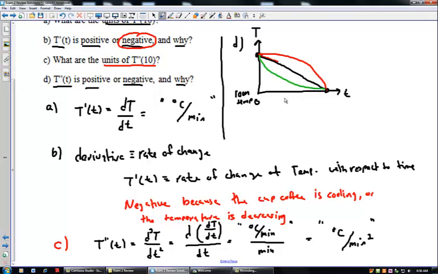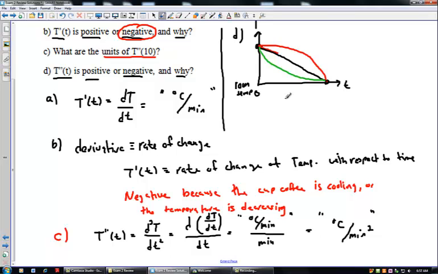And so from the picture, I could say that this is going to be, since it's concave up, it's part of a smile, I know it's going to be positive. Right, so I'd say, okay, this is going to be positive.